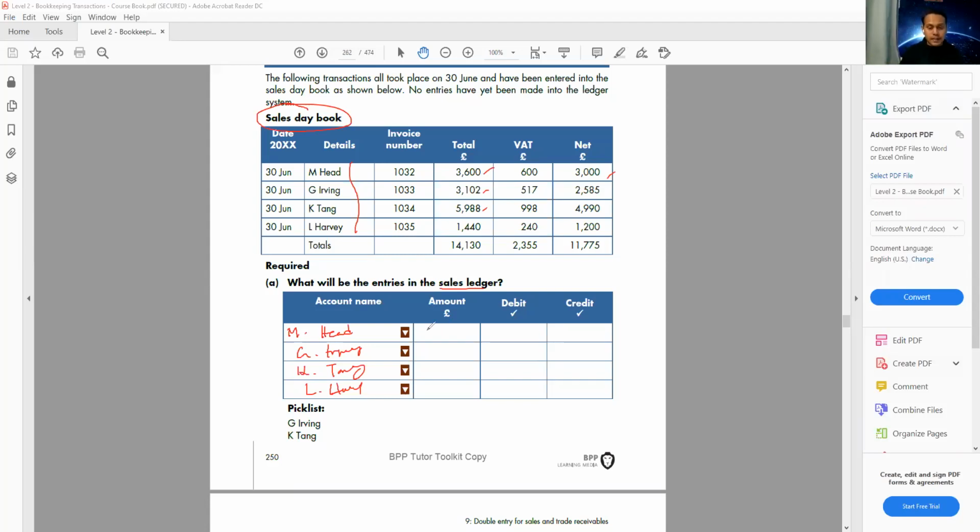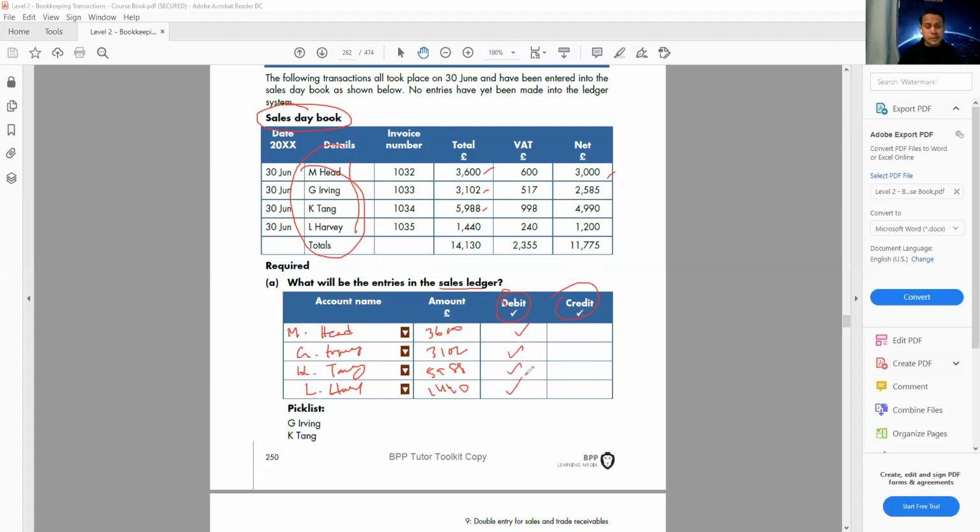So I'm going to take the amounts: that is 3,600, that is 3,102, then 5,988, and 1,440, and all these people I have here, they are my credit customers. So are they my debit or my credit? Which side am I going to take, debit or credit? All these credit customers, they are my what? They are my asset. And if they are my asset, they are my debit. So I'm going to tick debit, debit, debit, debit.